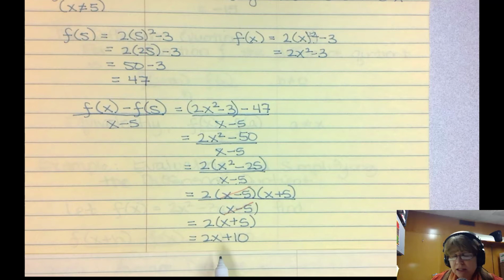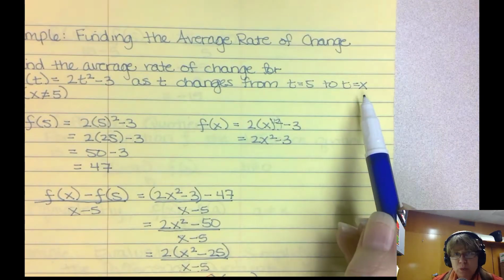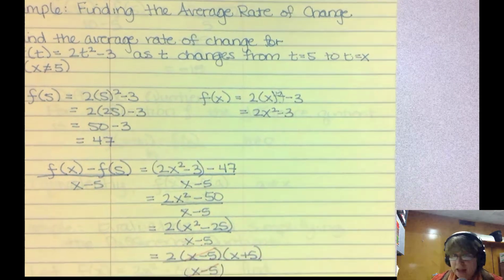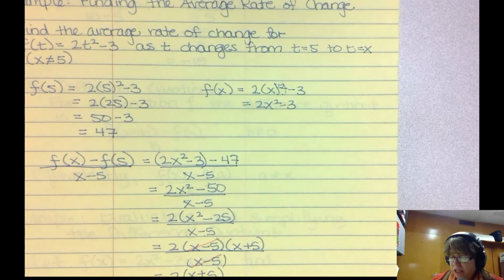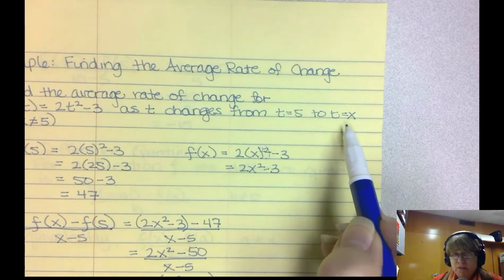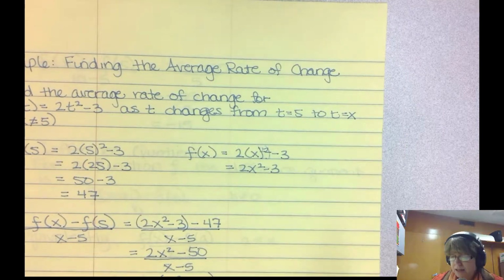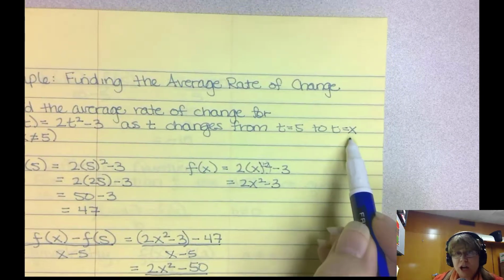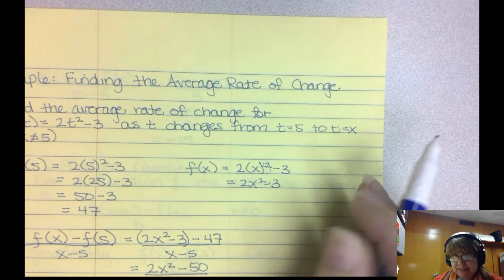So it's dependent on what our top value of x is, or our top value of t is. So if this top value is 10, then our average rate of change would be 2 times 10 is 20 plus 10 is 30. If our top value of t was 20, then our average change would be 2 times 20 is 40 plus 10 is 50. So this depends on what our top value of t is.